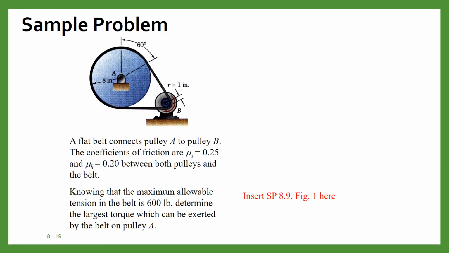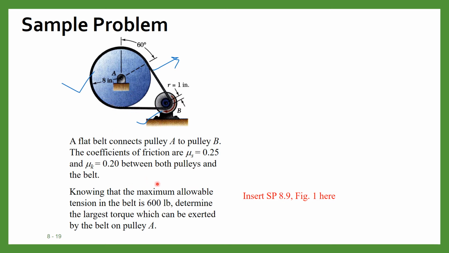One problem related to belt. Here you can see a flat belt connects pulley A to pulley B. This is the pulley A and this is the pulley B, and this belt connects both the pulleys. The coefficients of friction are mu s equal to 0.25, static friction, and kinetic friction is 0.20 between both pulleys, knowing that the maximum allowable tension is 600 pound.